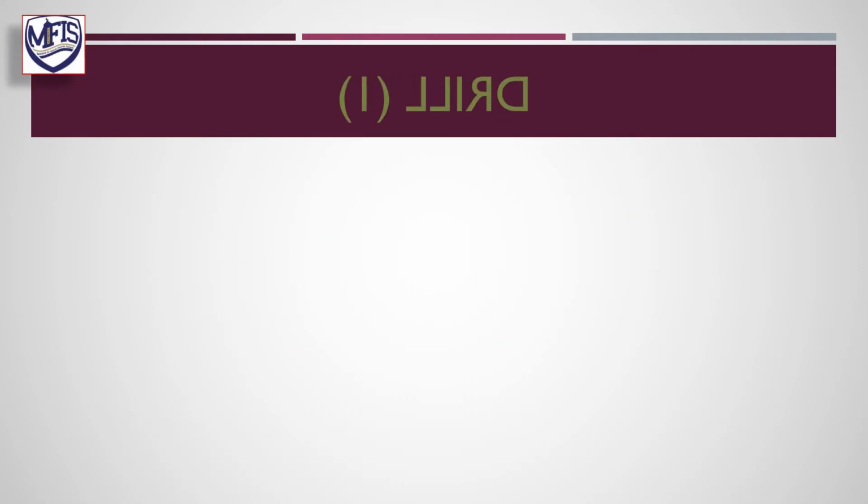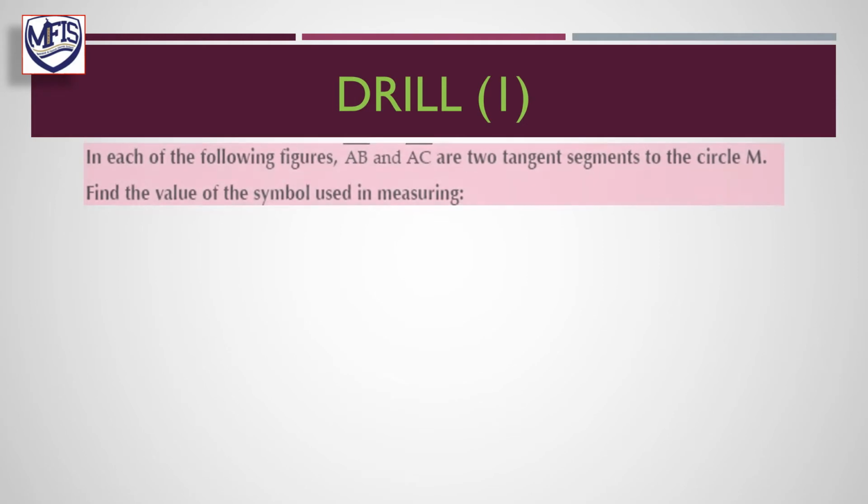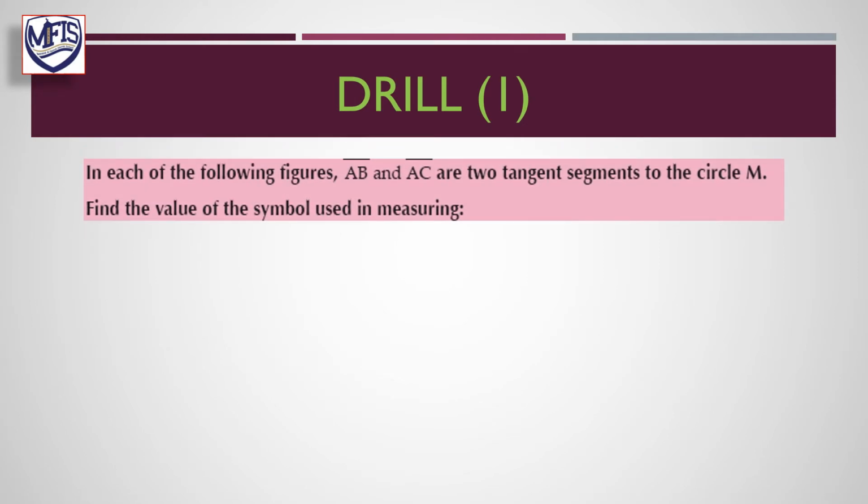Now drill number 1. In each of the following figures, line segment AB and line segment AC are two tangent segments in circle M. Find the value of the symbol used in measuring. Now figure number 1. Here I want to find the value of X, and the values of Y and Z.